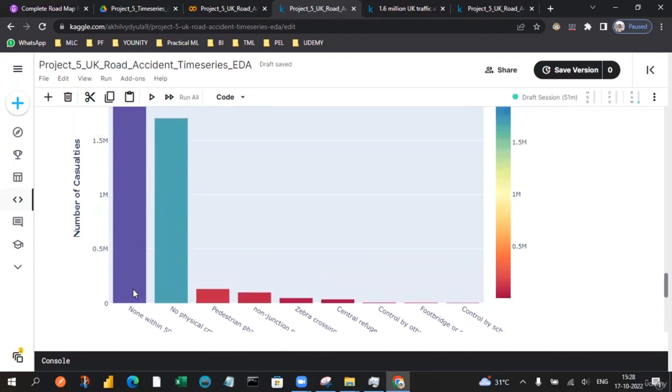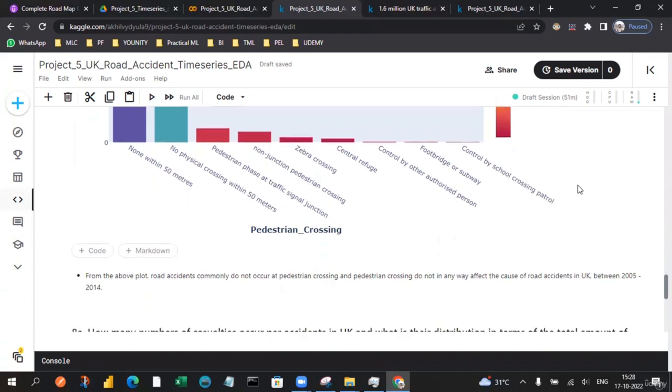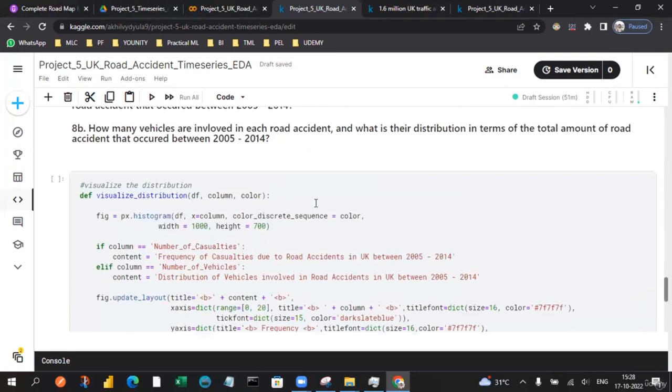These are very high when compared to all the others, and very low compared to crossings controlled by a school patrol and also the crossing patrol maybe. So commonly these crossing facilities may not be affected with respect to road accidents in the UK between 2005 and 2014.